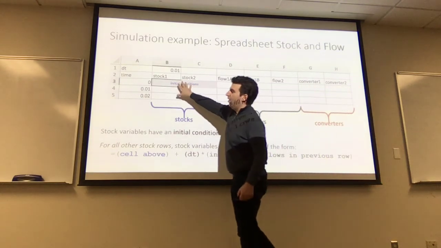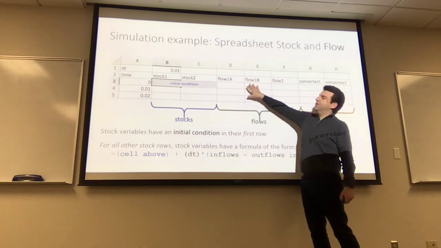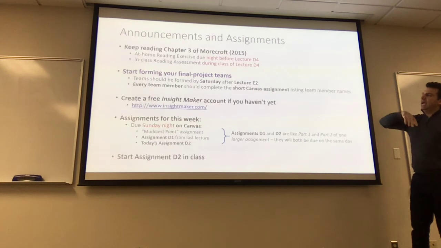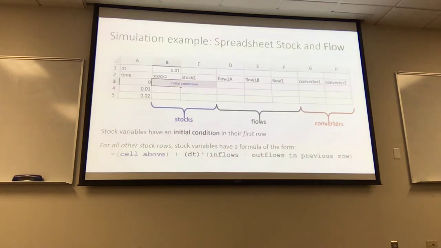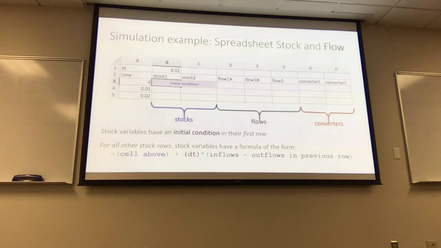So the water level is going to be a stock column. The valve flow is going to be a flow column. If you need any extra columns, you can add them in as converters. And then you'll simulate that down. So that's this assignment, which I'll help you with, because we're going to start that now. Are there any questions about this toilet bowl example, implementing it in Excel? The formulas, I think, are going to be a little simpler than the bacterial ones, because there's less multiplication going on to worry about. Okay.